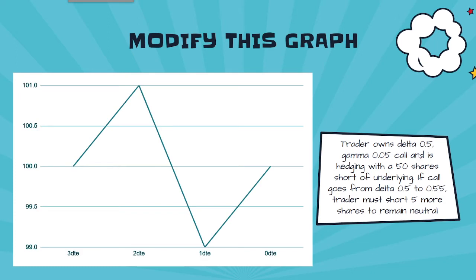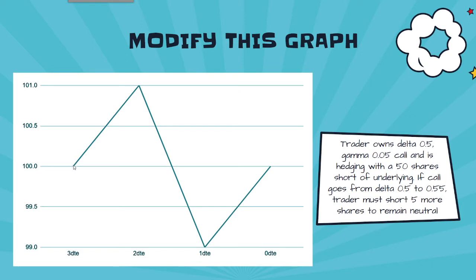So generally when your delta is at 0.5, that's an at the money option. At the money options are generally 0.5 delta. You can think of it as having a 50-50 shot of being in the money or out of the money, because it's right there, right on the line.